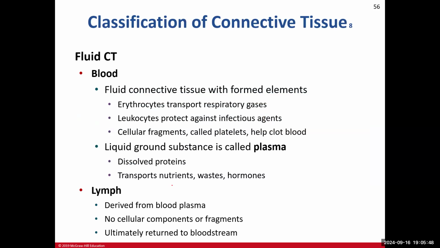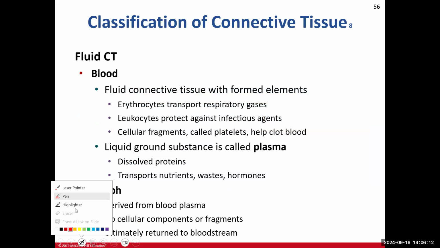Our last type of connective tissue is going to be our fluid connective tissue, and there are two types. I know I've mentioned this before, but I'll repeat myself. You're going to go into much more detail on this when you get into 211. I'm just going to give you some of the basics here. Blood and lymph are going to be the two examples of that connective tissue.